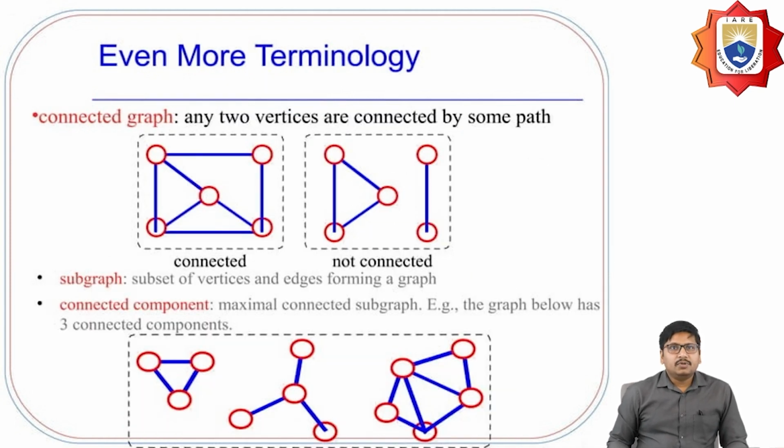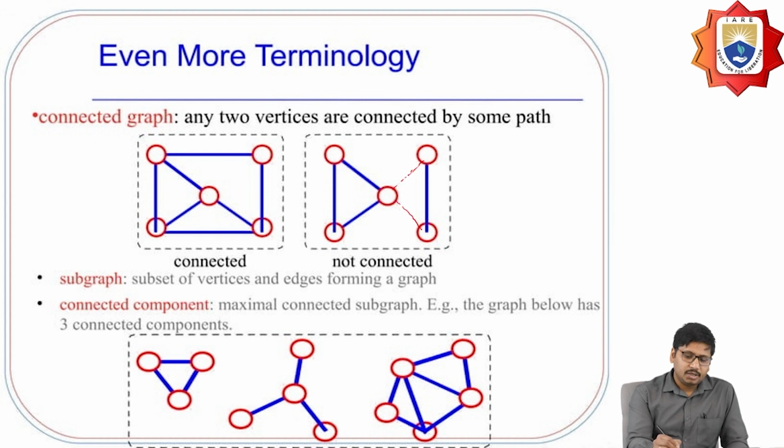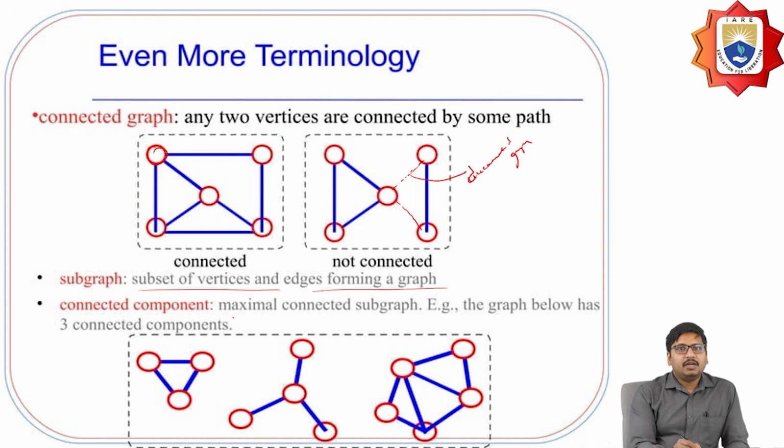Connected graph: a graph is said to be connected if there exists a path between every pair of vertices. Since there is no edge from this one to this one, we call this an unconnected or disconnected graph. If every vertex is connected to another vertex, that is treated as a connected graph. A subgraph is a subset of vertices and edges from a graph. And a maximal connected subgraph is treated as a connected component here.